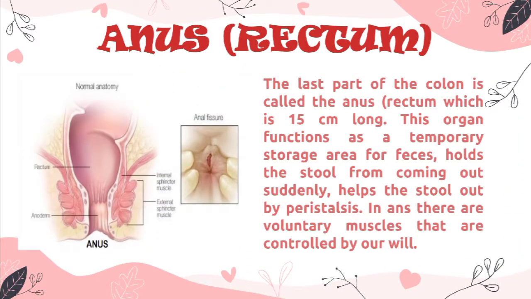Next, rectum and anus. The last part of the colon is called the rectum, which is 15 cm long. This organ functions as a temporary storage area for feces. It holds the stool from coming out suddenly, and expels the stool by peristalsis, and hence there are voluntary muscles that are controlled by our will.